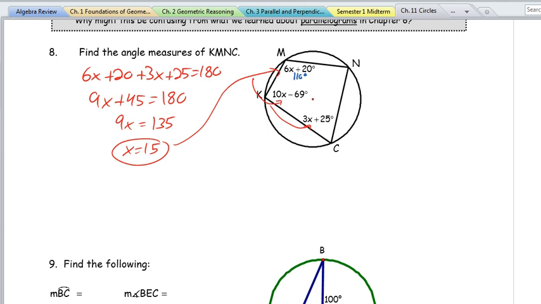10 times 15 is 150. Minus 69 is going to give you, this guy's 81 degrees. 3 times 15 is 45, plus 25 is going to give you 70 degrees. Okay. So we know 3 of the angles. A couple of different ways you could find out angle N. You could do 360 minus what you have.